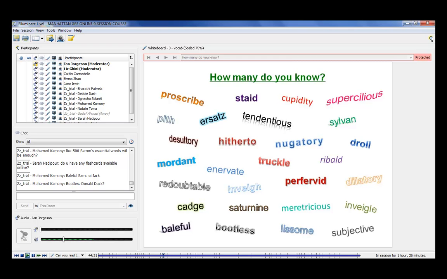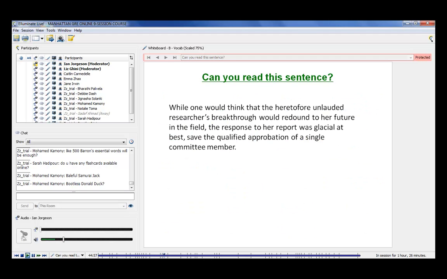Bootless, Donald Duck. Yes, I would agree that Donald Duck is bootless, but I'm not going to give you guys, everybody else, the definition of Donald Duck yet, because we're going to see that bootless word again in just a second. I have no idea who Samurai Jack is, so I'm not 100% sure if Samurai Jack is baleful or not. But I'll believe you.